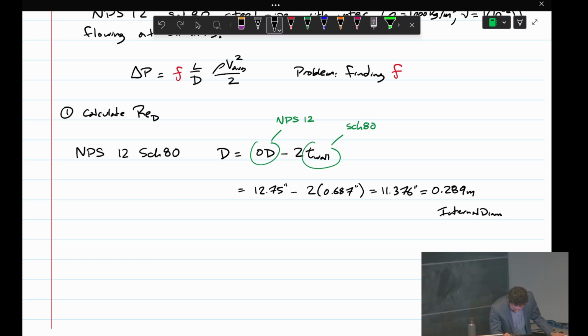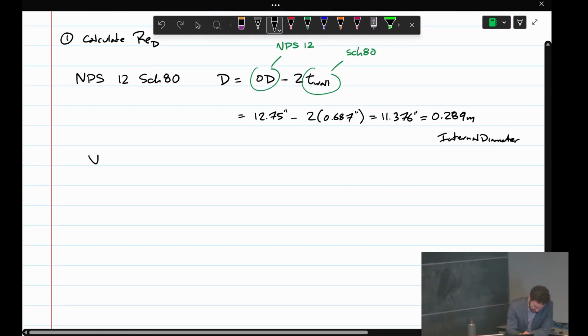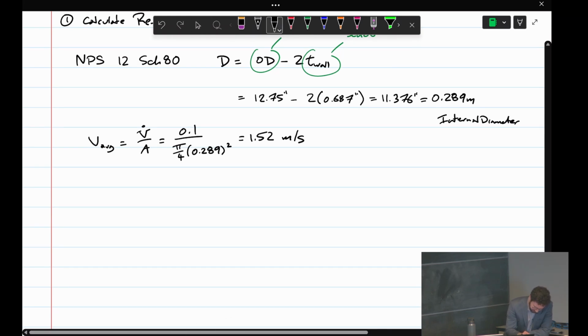Now, so the average velocity is going to be V dot over A, which is that 0.1. So just volumetric flow rate over the cross-sectional area, which we now have because we know the internal diameter. So average velocity of that.